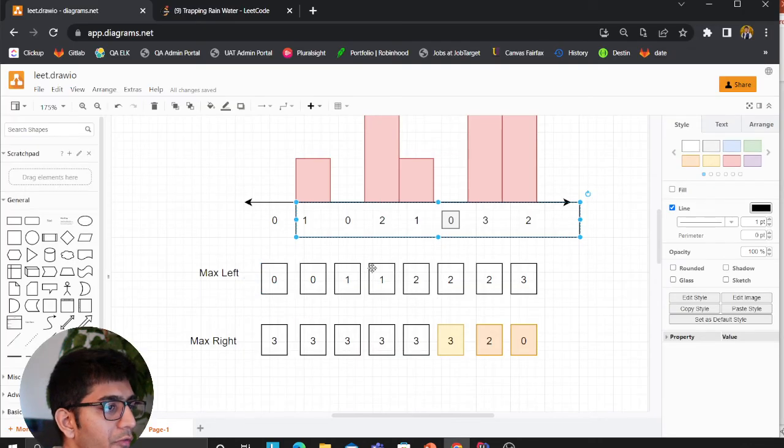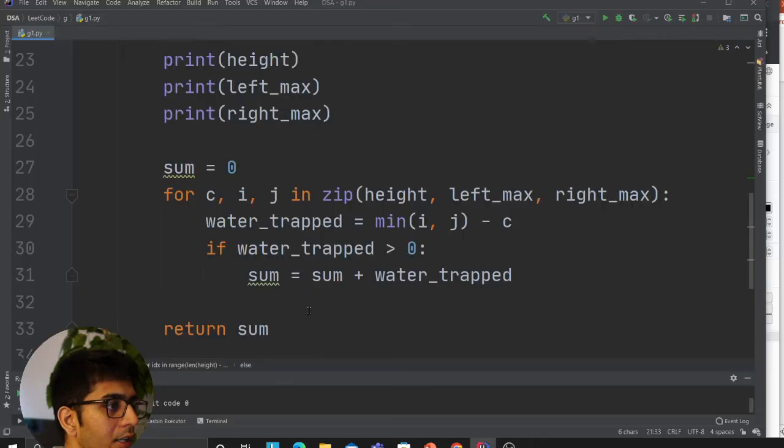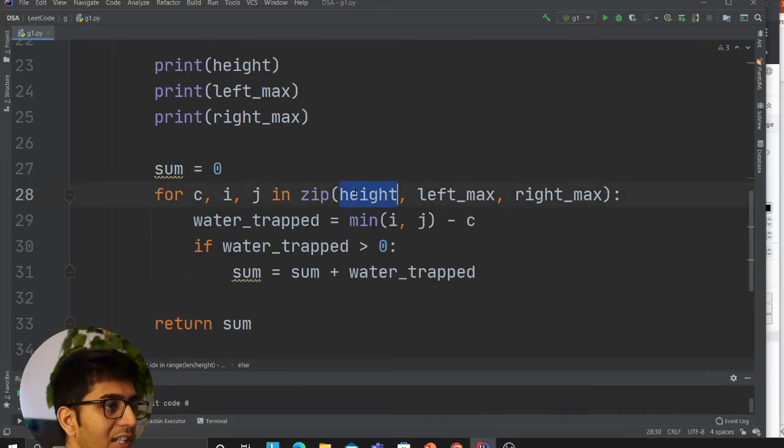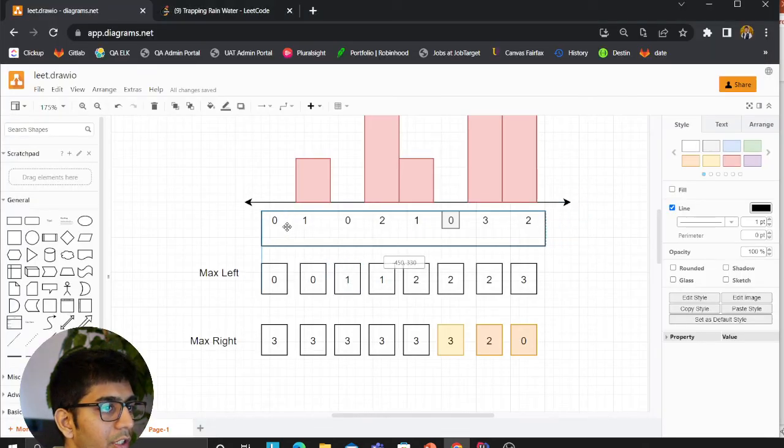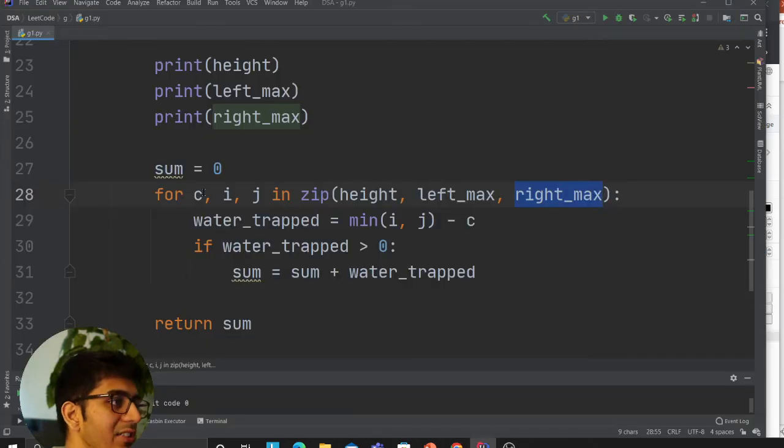Once you have both of these arrays, all you need to do is iterate over them. So I'm iterating over all 3 arrays: height, left max, and right max, right? Which is 1, 2, and 3. And if you want the water trapped at any level, for example, water trapped over here would be what? 3 and 1, right? So what is the minimum? 1 minus the height of the current node, that is 0. 1 minus 0 is 1, so 1 unit of water, right? This is essentially what I programmed.